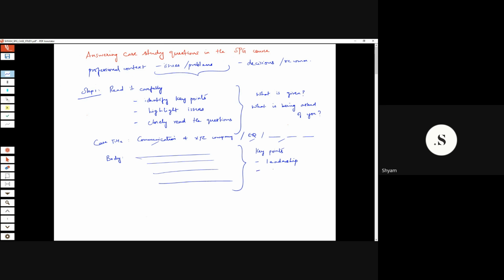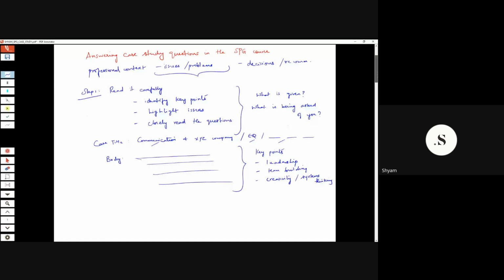It can be of leadership, it can be related to team building, it can even be related to creativity or even systems thinking. So make note of the key points and then move on to the question part.